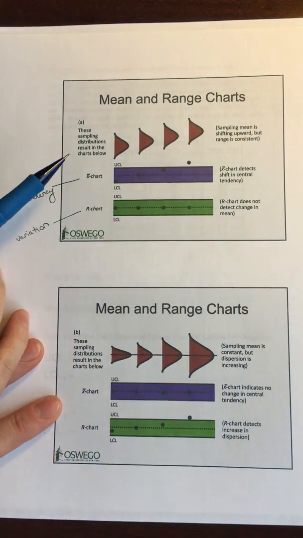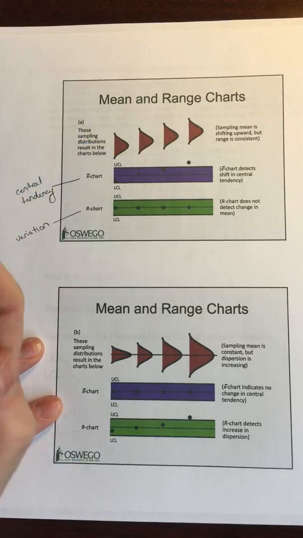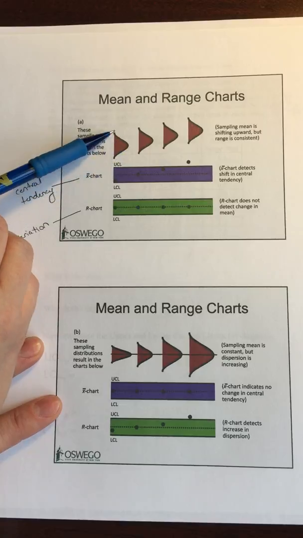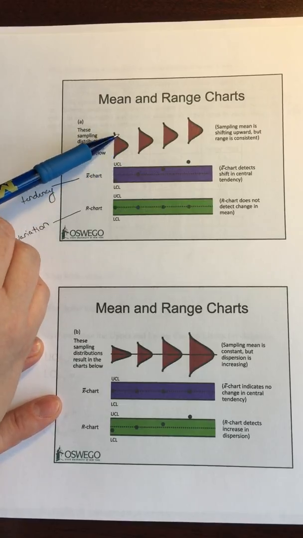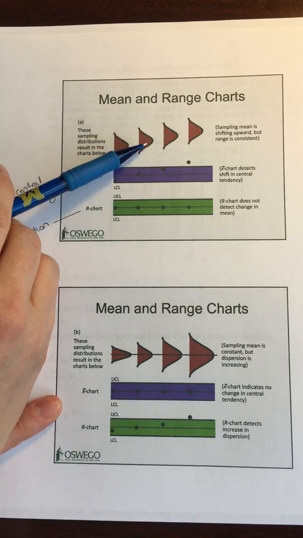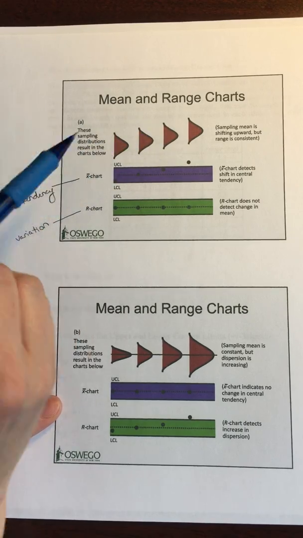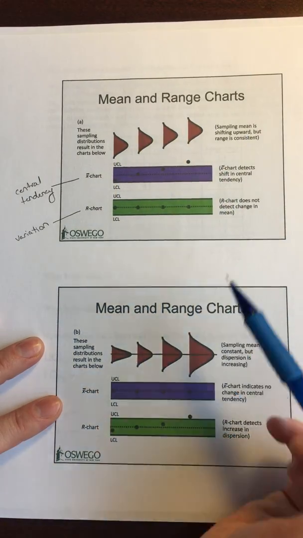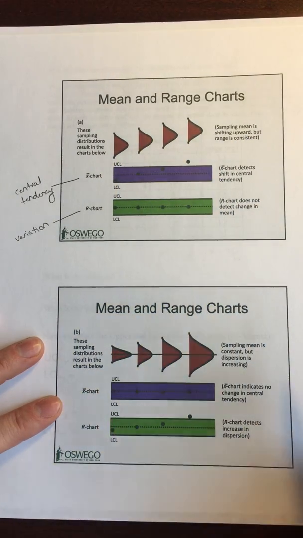So if we have, let's say that every time we take a sample of 6 off of our production line, we're seeing that the values are pretty normally distributed, right? There's a normal, consistent amount of variation between our samples, but we see that the values are starting to shift upward. But again, the range is consistent in this case.